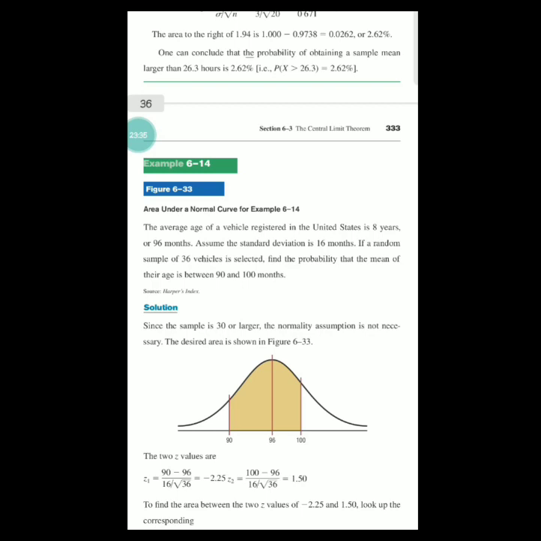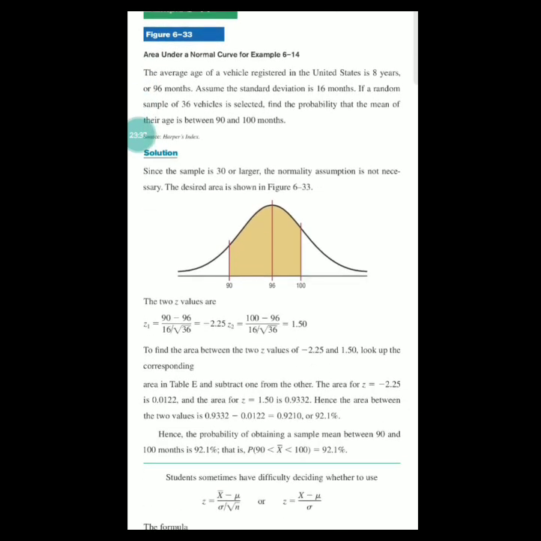So, next example. The area under a normal curve. The average age of a vehicle registered in the United States is 8 years, or 96 months. Assume the standard deviation is 16 months. If a random sample of 36 vehicles is selected, find the probability that the mean of their age is between 90 and 100 months. Since the sample is 30 or larger, the normality assumption is not necessary.